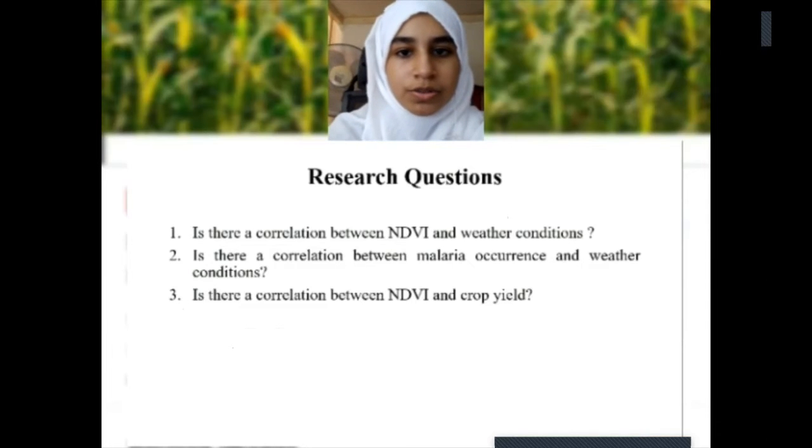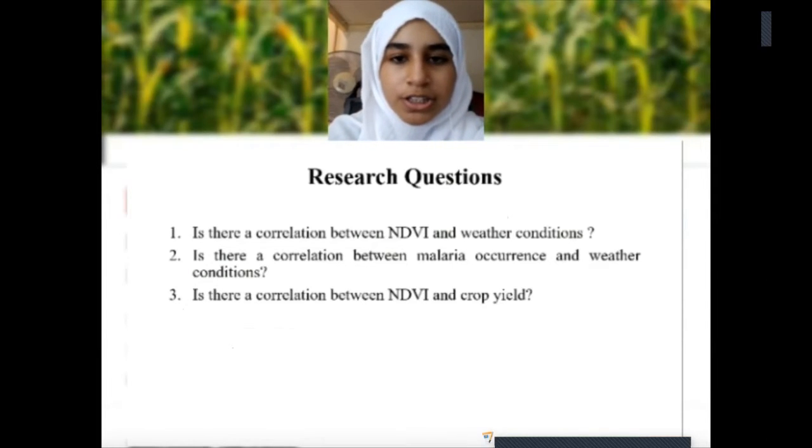Therefore, our research questions were: is there a correlation between NDVI and weather conditions? Is there a correlation between malaria occurrence and weather conditions? And is there a correlation between NDVI and crop yield?